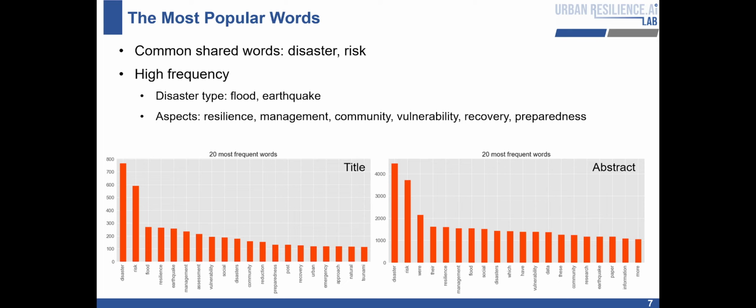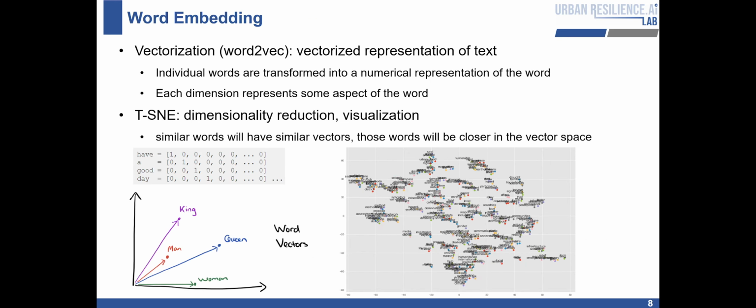After all data processing is completed, we rank the most popular words in titles and abstracts, respectively. The commonly shared words are disaster and risk, same as what we saw in the word clouds. Other high-frequency words have something to do with disaster types, including flood and earthquake, and the aspects of disaster risk reduction, including resilience, management, community, vulnerability, recovery, and preparedness.